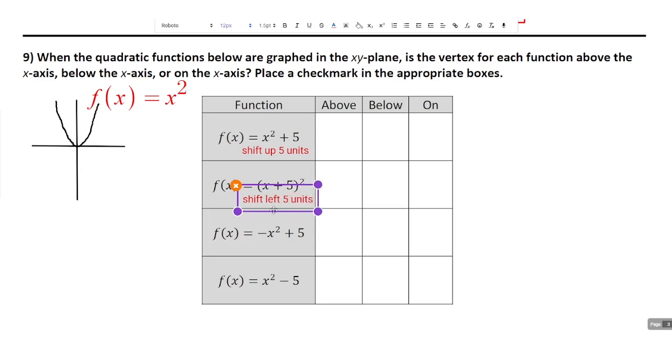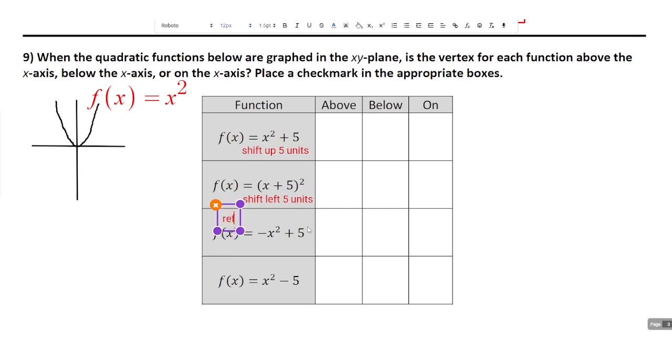Negative x squared plus 5, this is going to have two transformations. It's going to reflect it across the x-axis because of this negative. So basically, it's just going to flip the parabola so that it opens downward. But then the plus 5 is going to shift it up 5 units. So we've got two transformations at work here.